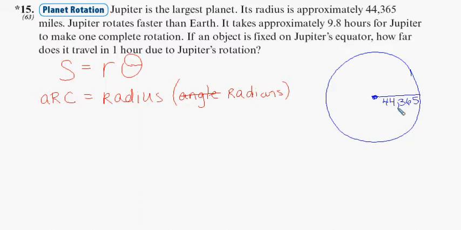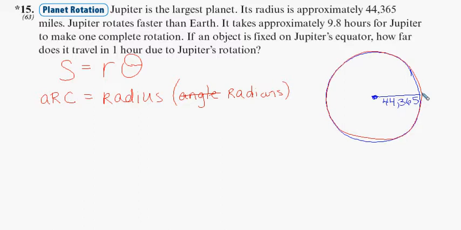So it says if an object is fixed on Jupiter's equator, how far does it travel in 1 hour due to Jupiter's rotation? So basically what we're asking is how far would this travel? Well, if it travels all the way around, how far would it travel? And then how far would it travel in just 1 hour? So you could solve this using the circumference equals pi times diameter formula and think through it that way. But since they've given us this arc length formula, I'm going to solve it using this method. Either way is completely legitimate.